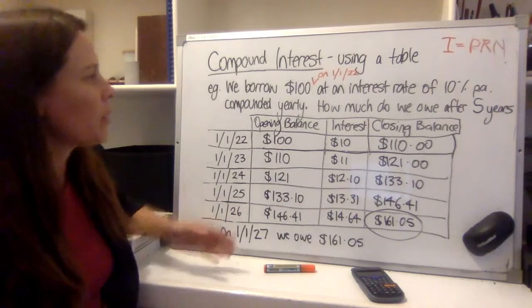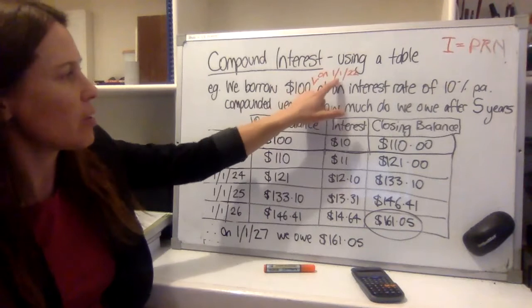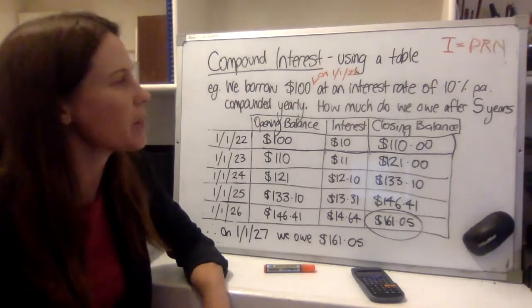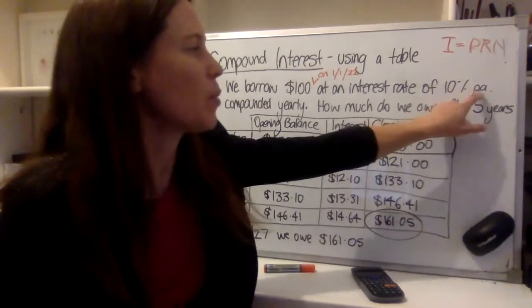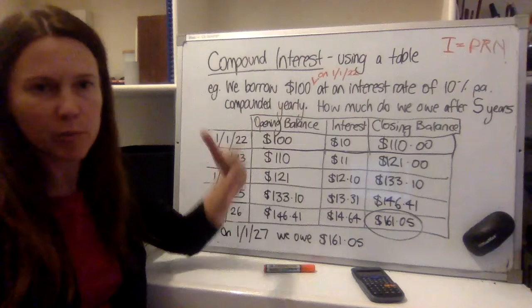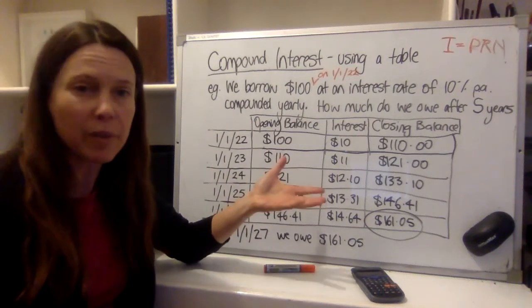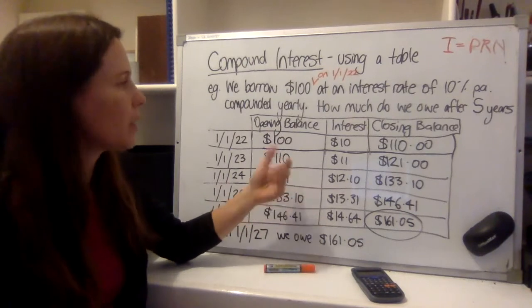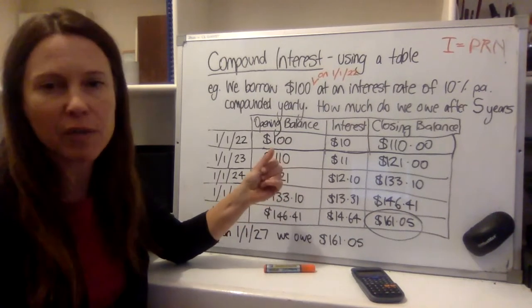Now, we're borrowing $100 here on the 1st of the 1st, 2022. And there's an interest rate of 10%, that means per annum, which is each year, and it's compounded yearly. Now, it's important to know how often you're going to compound it because that's another row that you're going to need on your table. Now, the question says, how much do we owe after 5 years?